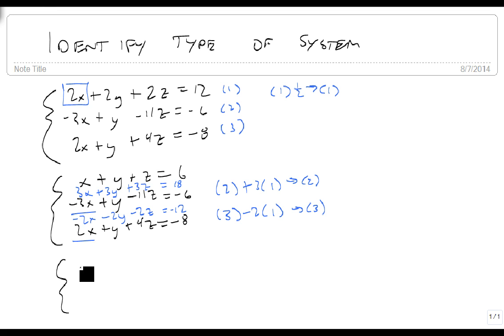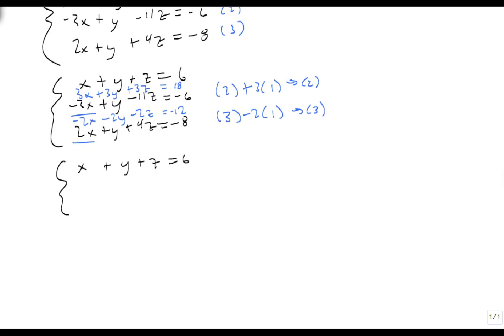Now when I add these together, notice that my top equation is still the same, but I get 4y minus 8z equals 12, and minus y plus 2z equals minus 20. Well, my next goal is to get a single y there, and let's just do it this way. Let's just divide everything by 4.